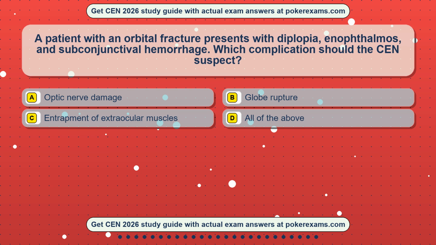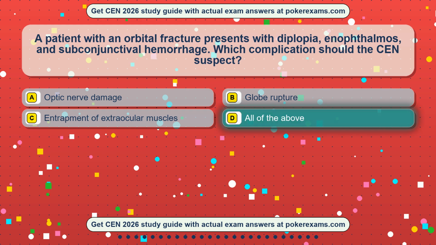Question 1. A patient with an orbital fracture presents with diplopia, ophthalmos, and subconjunctival hemorrhage. Which complication should the CEN suspect? Option A, optic nerve damage. Option B, globe rupture. Option C, entrapment of extraocular muscles. Option D, all of the above.